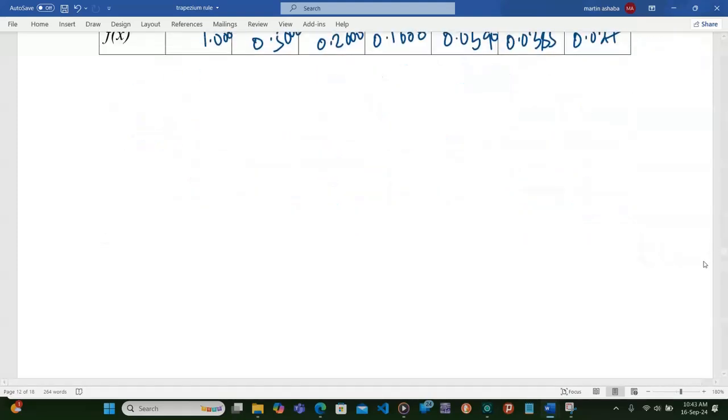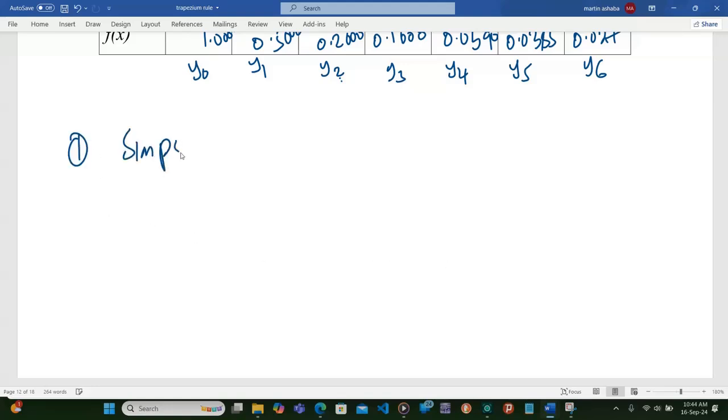So what else? I'm going to use the 2 rules of Simpson. So here I have y0, y1, y2, y3, y4, y5, and y6. So you can see this is odd, this is even, this is even, this is odd, and that is odd. So if I'm to use the 1/3 rule, let me begin with Simpson's 1/3 rule.